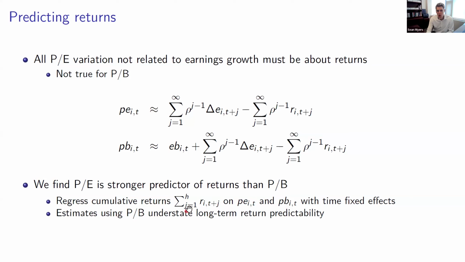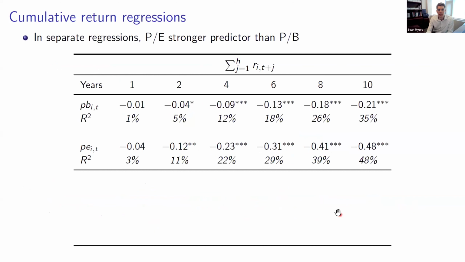So specifically, we're going to regress cumulative returns on both the price earnings ratio and the price book ratio using time fixed effects. And what we'll find is that estimates just based on price book ratios tend to understate long-term return predictability. This table shows the regression coefficients for different horizons from 1 to 10 years. What we show is that if you do separate univariate regressions, the price earnings ratio is a stronger predictor of returns than the price book ratio.